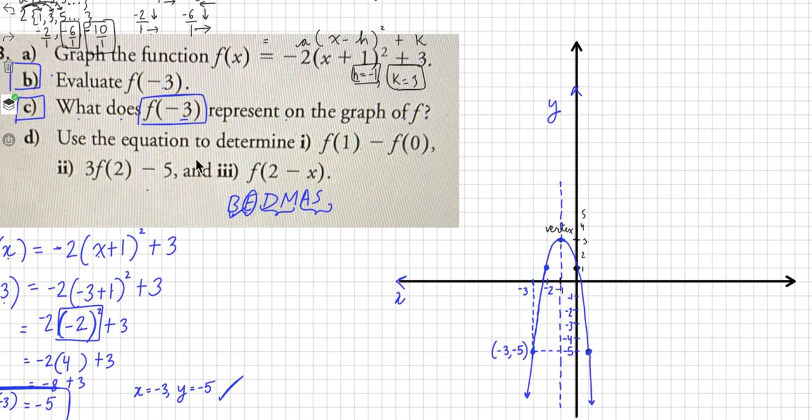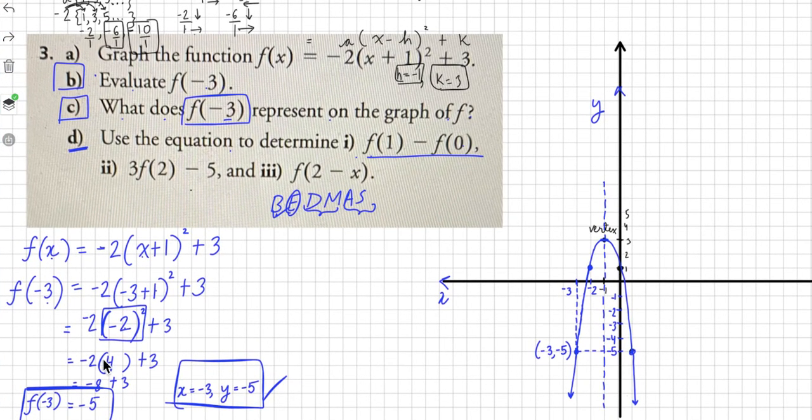So what does f of negative 3 represent on the graph? It's representing the y value on the graph. This is the point here. So when the x is negative 3, y will be negative 5. Now, part D says use the equation to determine f of 1 minus f of 0. Let's do it.